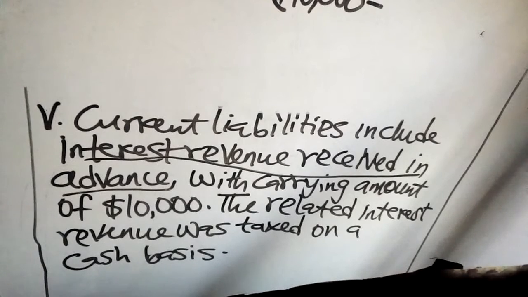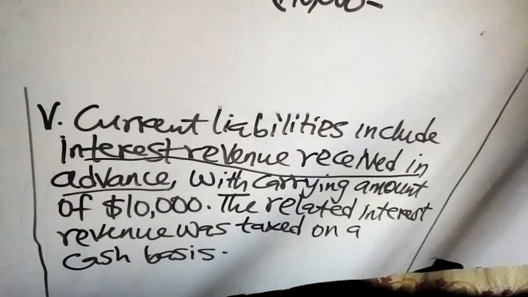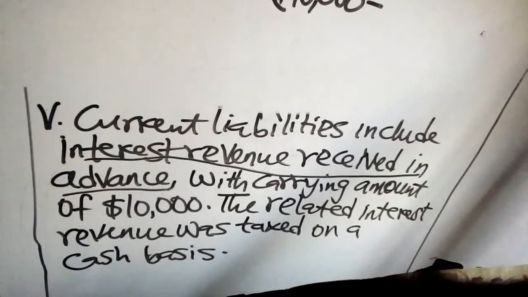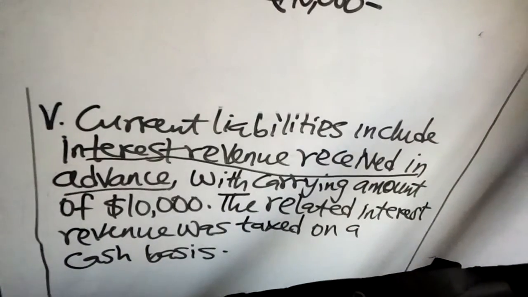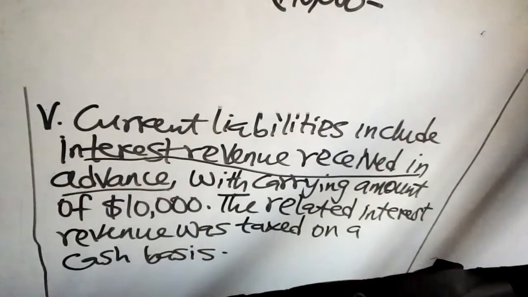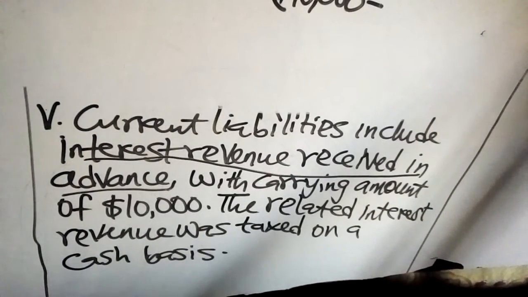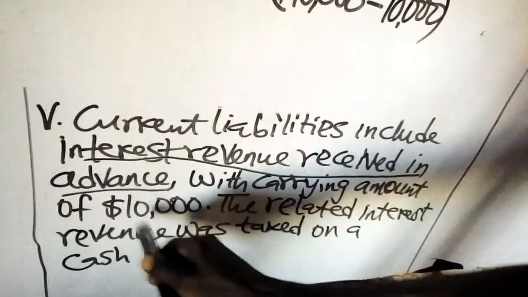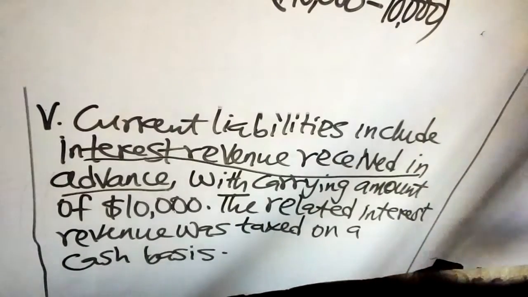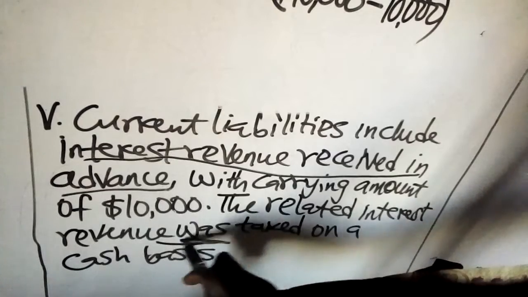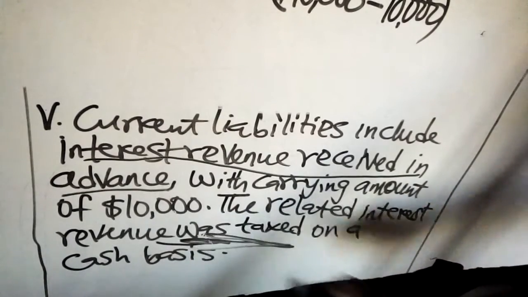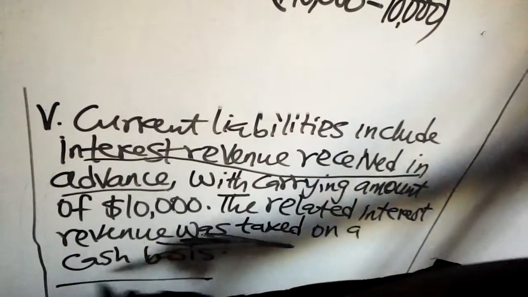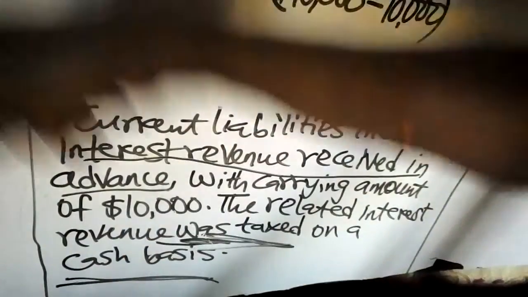Since the related revenue has been taxed, the amount that will not be taxed in the future is 10,000. That means the 10,000 has been taxed in the previous period. The related interest revenue was taxed, which is past tense, on cash basis. That means the related interest was taxed when it was received in the previous year.